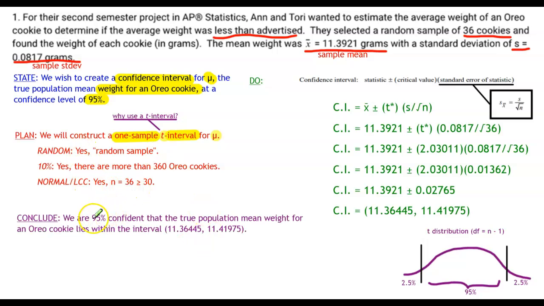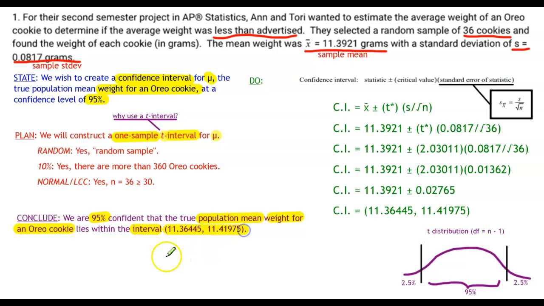We know that we are 95% confident, and 95% has to appear in our conclude somewhere, that the true population mean weight for an Oreo cookie. So we're talking about population mean. This is the statistical thing that we need to find. Then we talk about weight for an Oreo cookie. This is the context that we have to include. So we have our statistical part and our context part lies within the interval. We have to state that it's an interval, and we also have to provide the interval that's here.